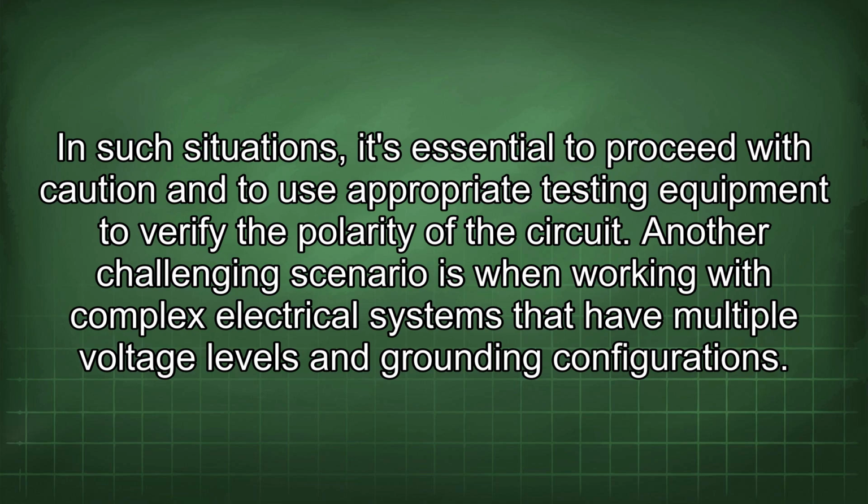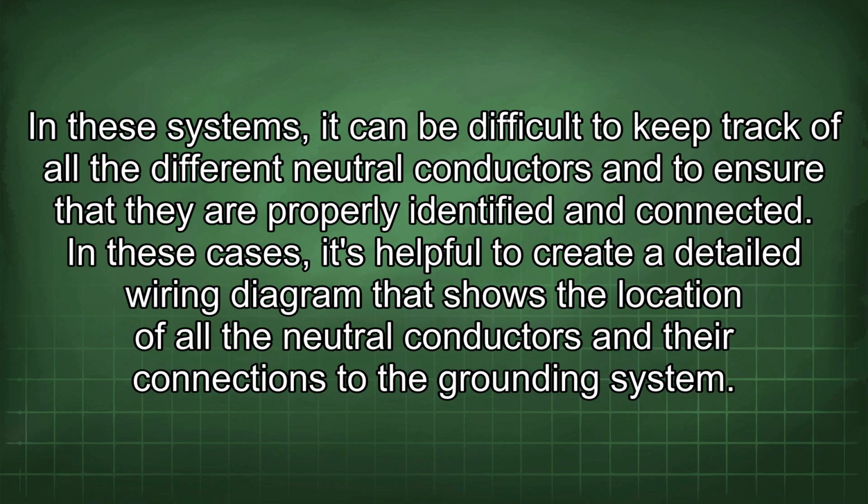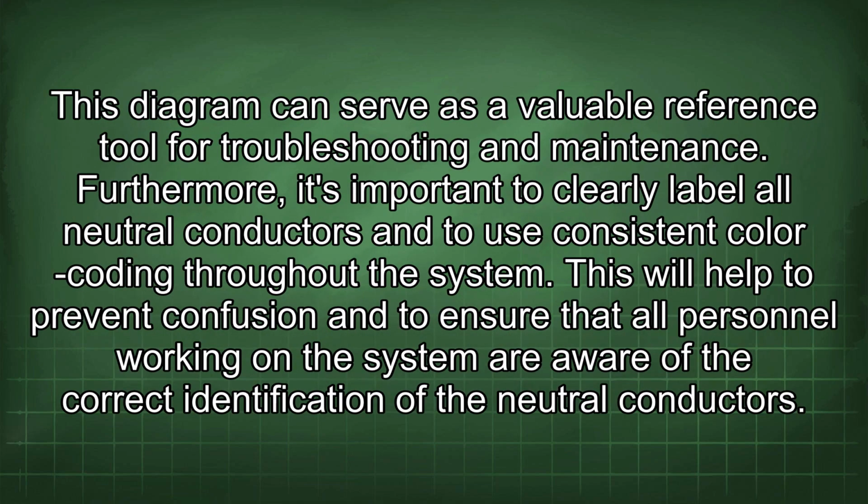Another challenging scenario is when working with complex electrical systems that have multiple voltage levels and grounding configurations. In these systems, it can be difficult to keep track of all the different neutral conductors and to ensure that they are properly identified and connected. In these cases, it's helpful to create a detailed wiring diagram that shows the location of all the neutral conductors and their connections to the grounding system. This diagram can serve as a valuable reference tool for troubleshooting and maintenance.